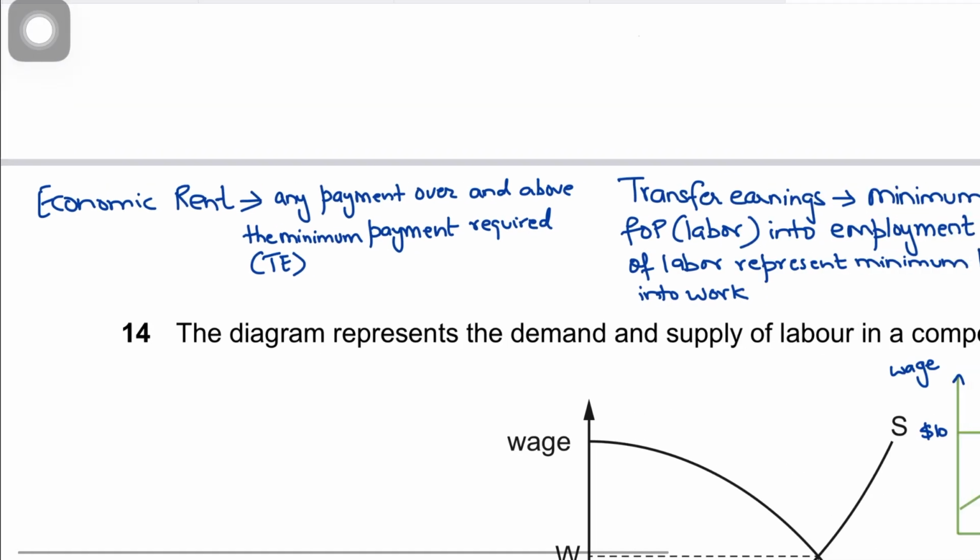And why is it the minimum required to bring you into work? Because let's say you're already earning $1,000 somewhere else. So if you work for me, that's the opportunity cost. $1,000 is the opportunity cost, because you're already earning that. So anything above $1,000, let's say I pay you 1,500, so 500 is the economic rent.